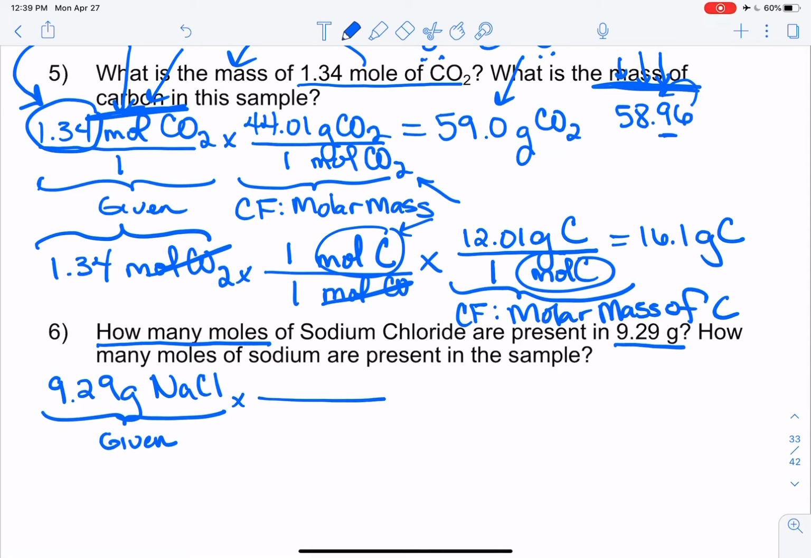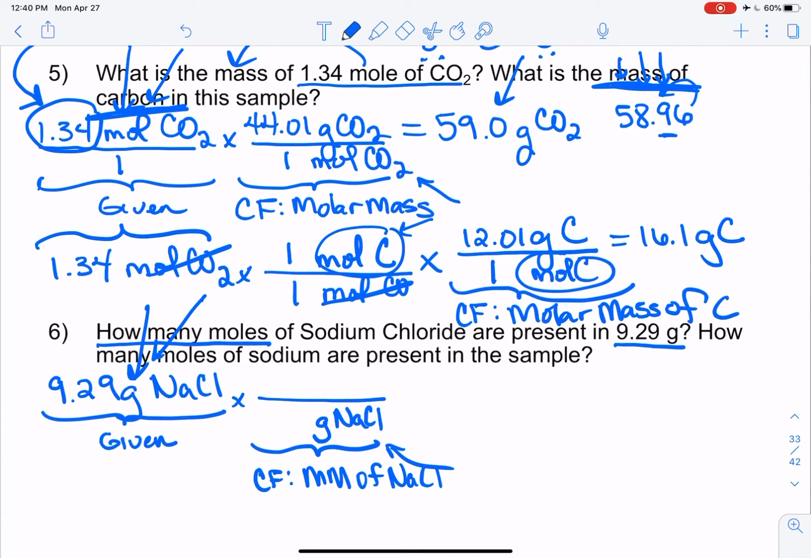Now, we want to get rid of grams and we want to get to moles. So we have grams in the numerator here. Remember, there is a 1 in the denominator for our given. So do we want to put grams in the numerator or in the denominator of our conversion factor? We want to put it in the denominator because we're letting our units guide us, and we need to get rid of grams of NaCl, and grams of NaCl divided by grams of NaCl is what? It's 1. Anything divided by itself is 1. So this conversion factor here is going to be the molar mass of NaCl.